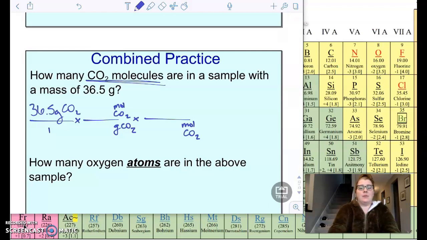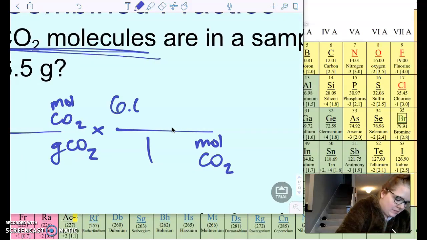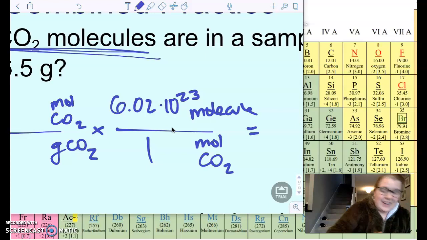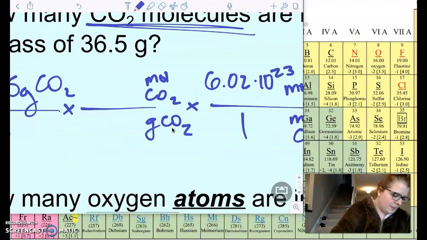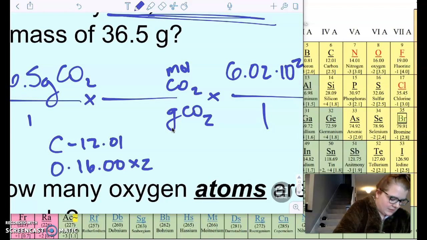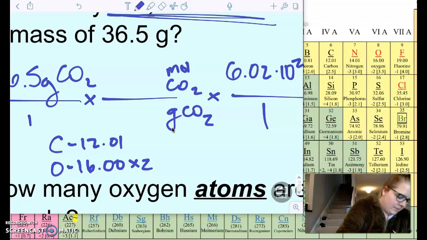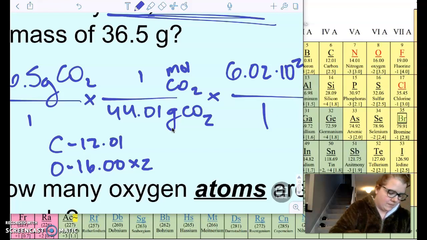So if I figure out how many moles of carbon dioxide I have, and if I know that 1 mole is equal to 6.02 times 10 to the 23rd of that individual molecule, then I know how many carbon dioxides I have. In order to figure out how many moles I have, I need to do the molar mass first. The molar mass of carbon is 12.01. Oxygen is 16, and there's 2 of them, so 32.00. 32 plus 12.01 is going to be 44.01 grams in 1 mole.